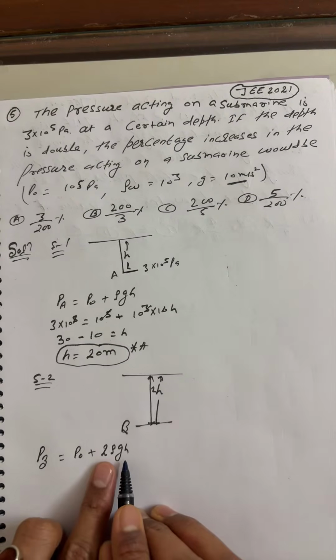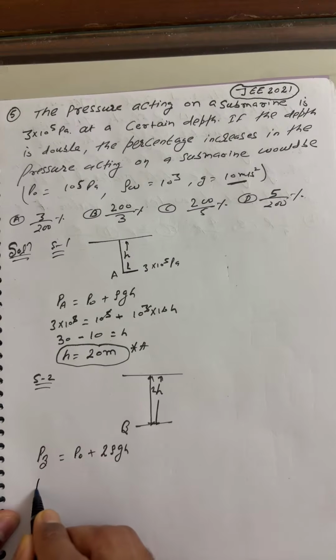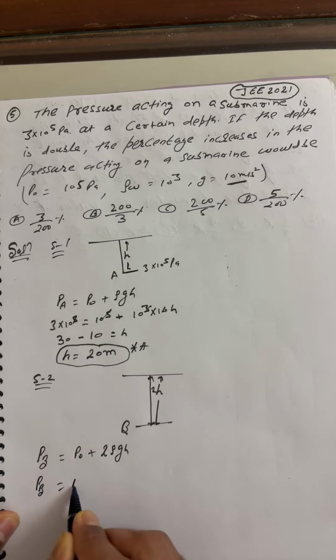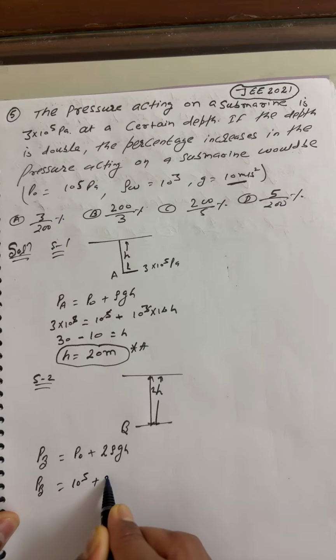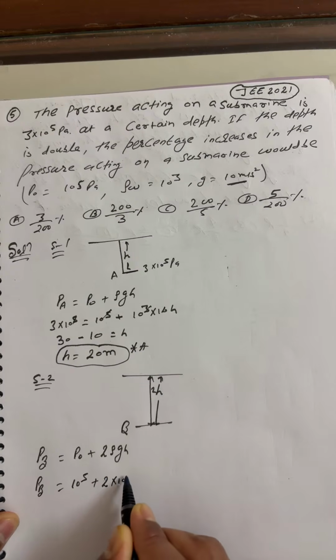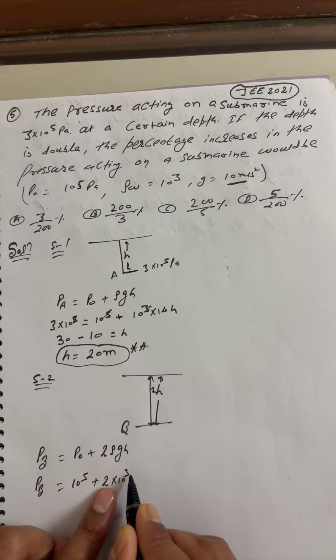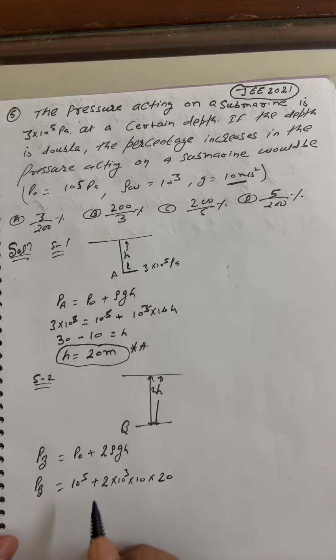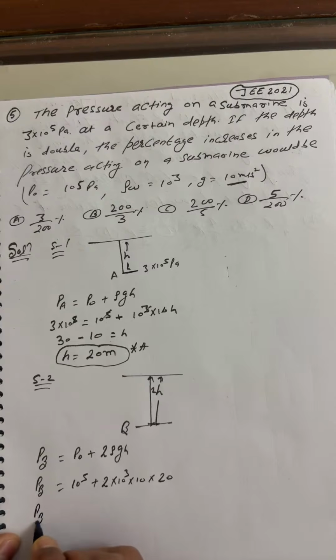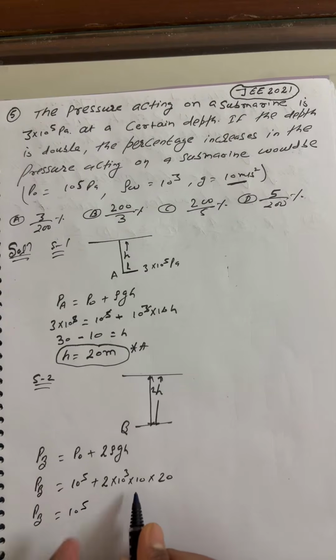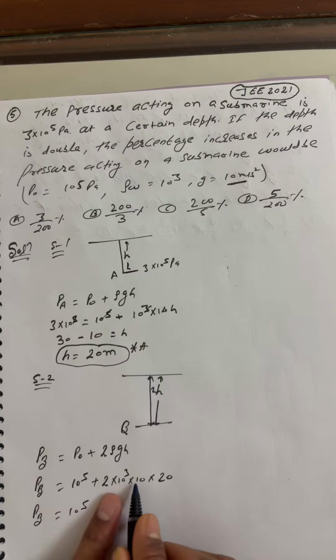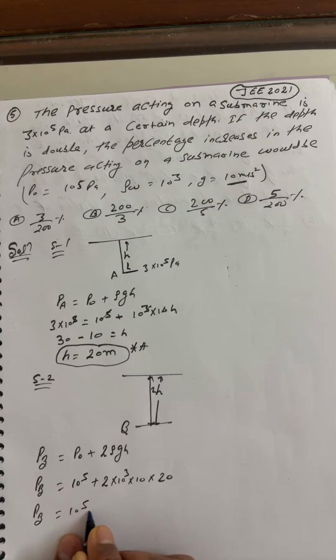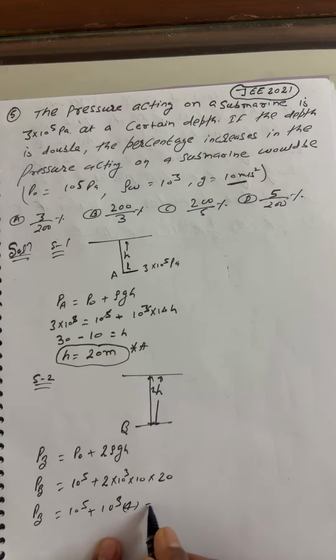H is mentioned as 20. So the pressure at point B is P naught, which is 10 to the power 5, plus twice into 10 to the power 3 into g into h, which is 20 meter. So the pressure at point B is 10 to the power 5 plus 10 to the power 5 into 4. You can take 10 to the power 5 common here.